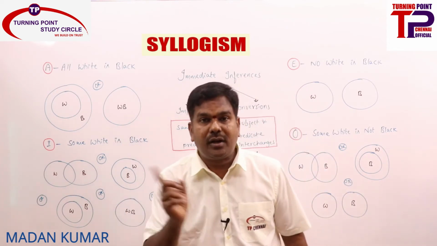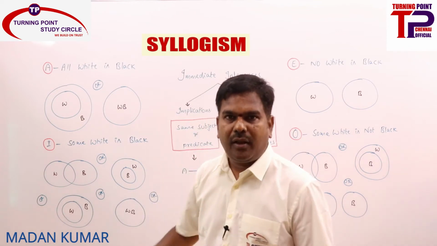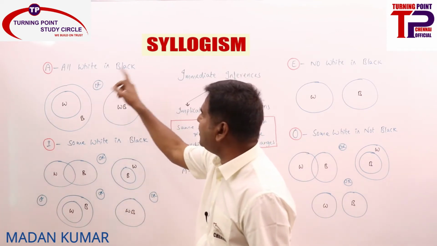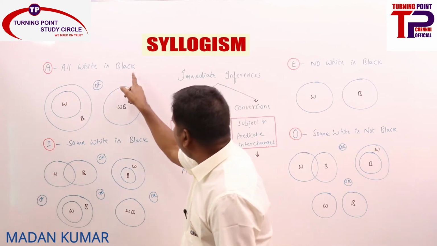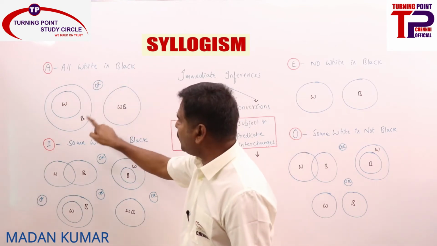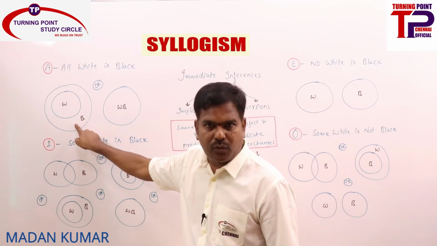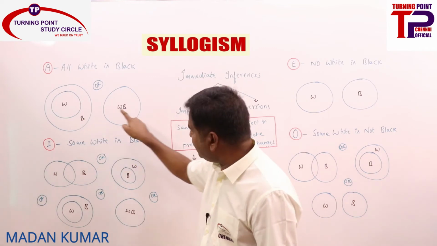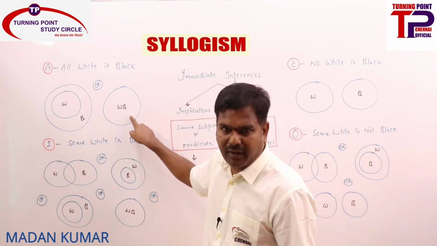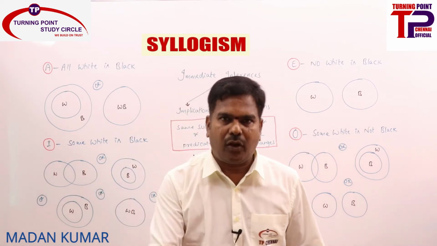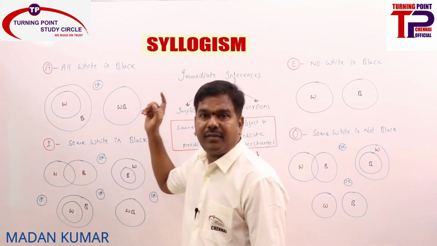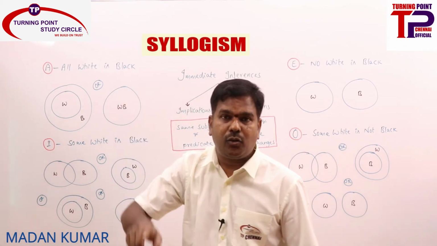Can A be converted into I? Can we check that one? What is the conversion? Conversion of I means we need to take subject and predicate to be interchanged. So some black is white. Can I tell some black is white? Is it true here? Yes. Is it also true here? So whenever it is true in all the diagrams, it directly follows. That is how we need to take it. That means A can be converted into I statement.